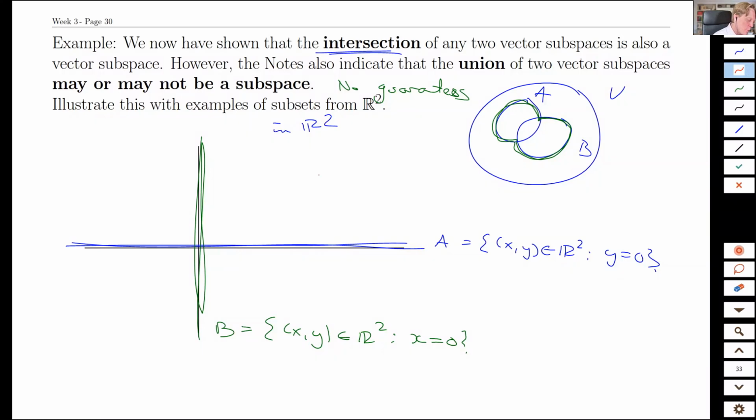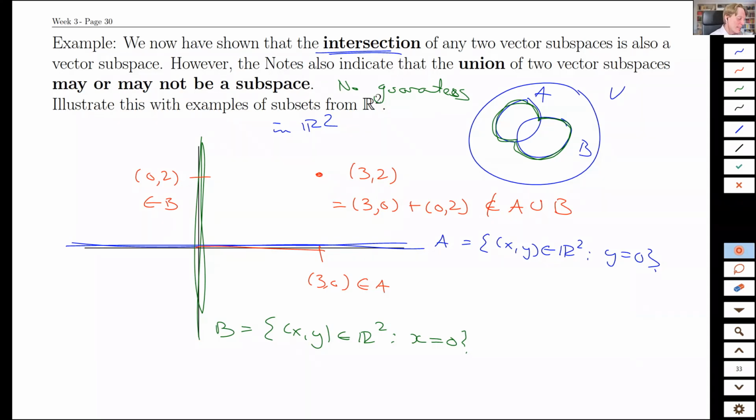It's not that hard to show that, let's imagine this point here. Let's take this point, say (3, 0), and the point (0, 2). This is in A, this is in B, but the point (3, 2), which is what we get when we add those 2 points, is not in A union B. So we can get bad things happening in this kind of example, where if I take two elements of the union, those guys are both in the union, but if I add them together, I get something that's outside the union. And so this would not be a vector subspace.